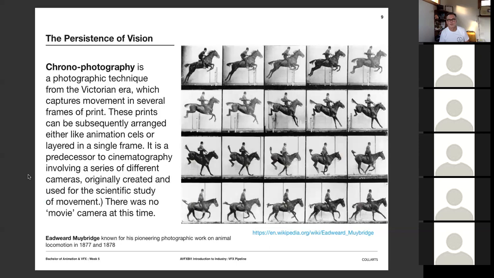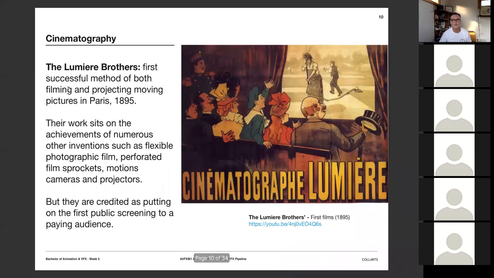And they did lots of things, like for the moving horse, they had a track, and they had trip wires, so as the horse passed it would fire off all of the cameras. So it was quite the feat. And he wasn't doing it to make movies. That was actually a secondary thing. He was literally interested in the mechanics of animal movement, and that's called chronophotography.